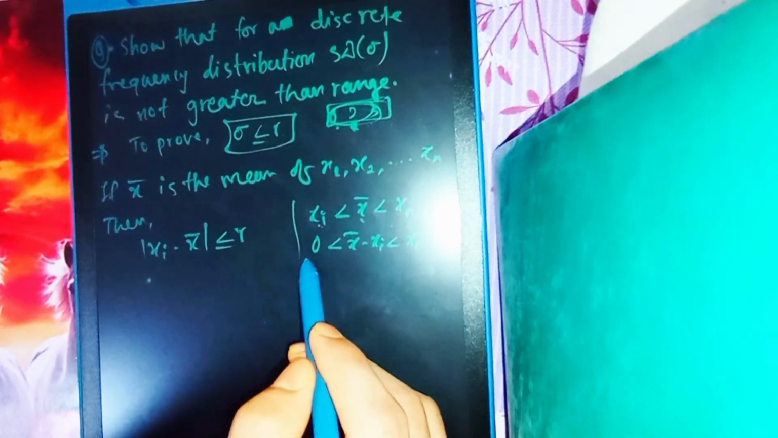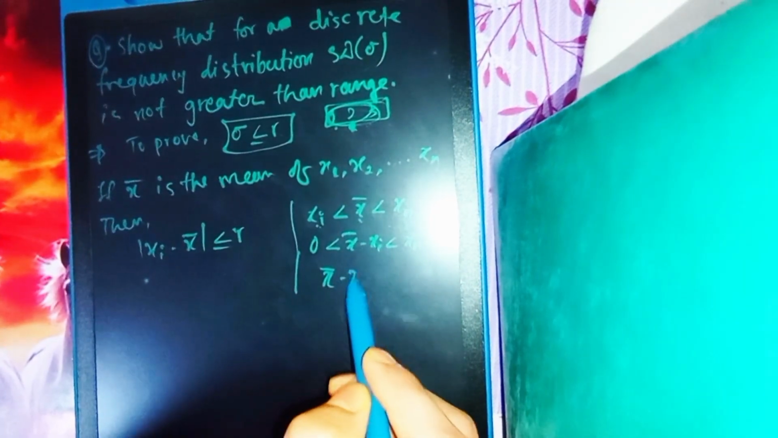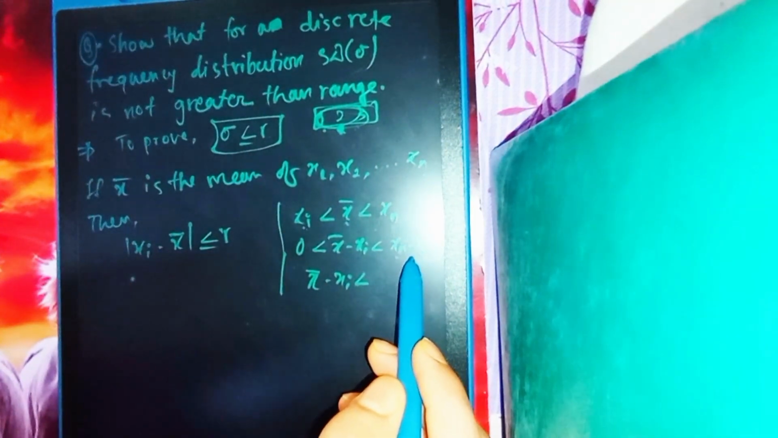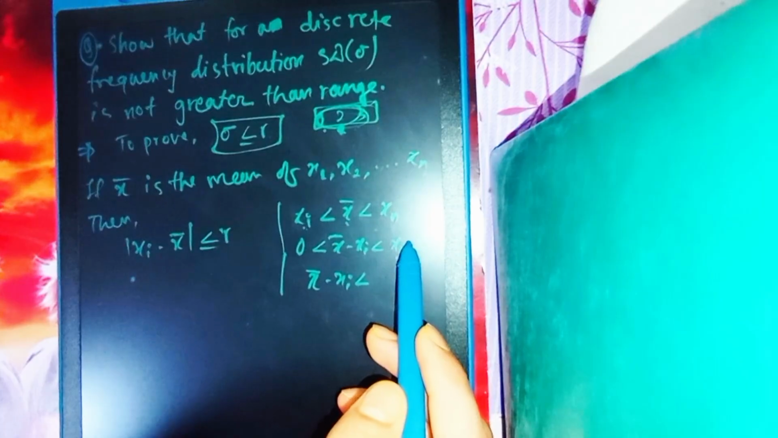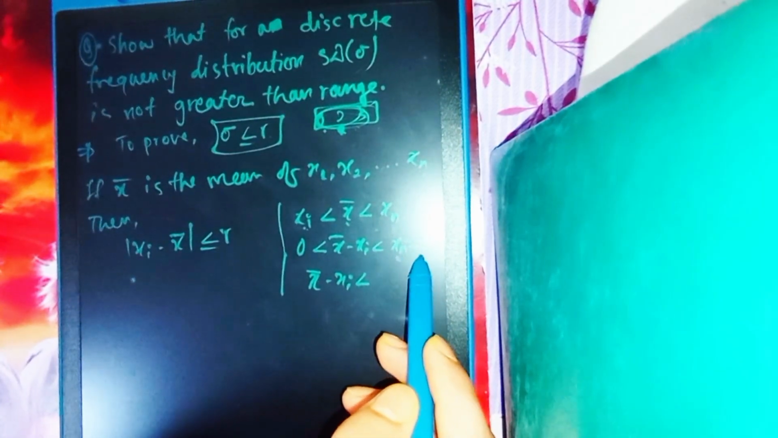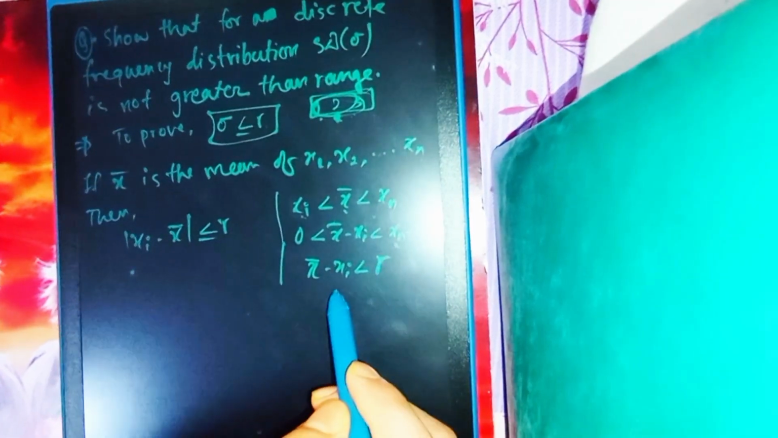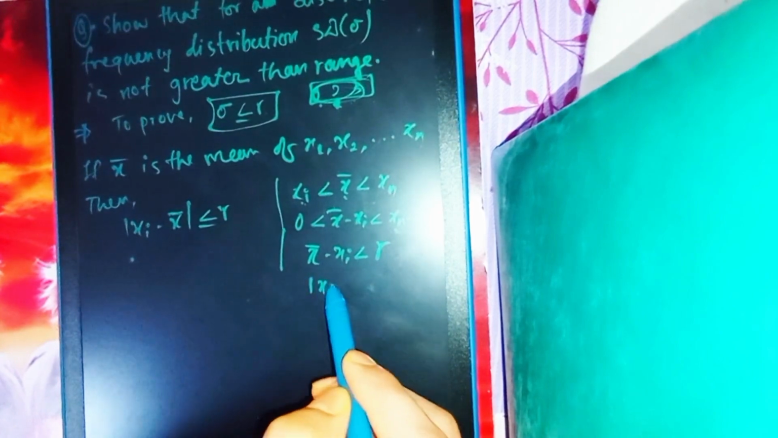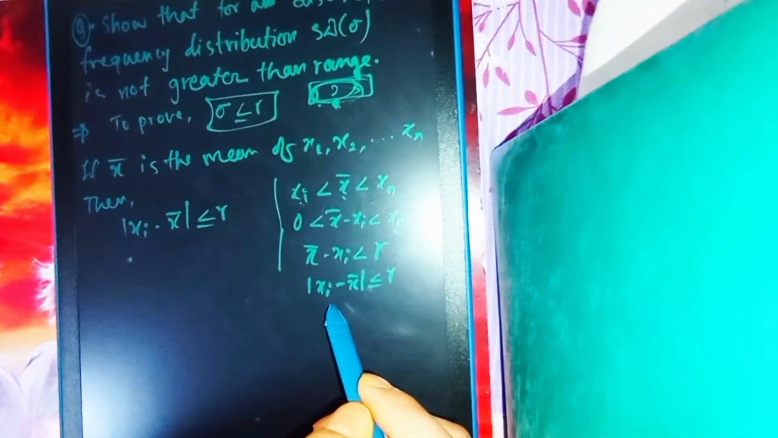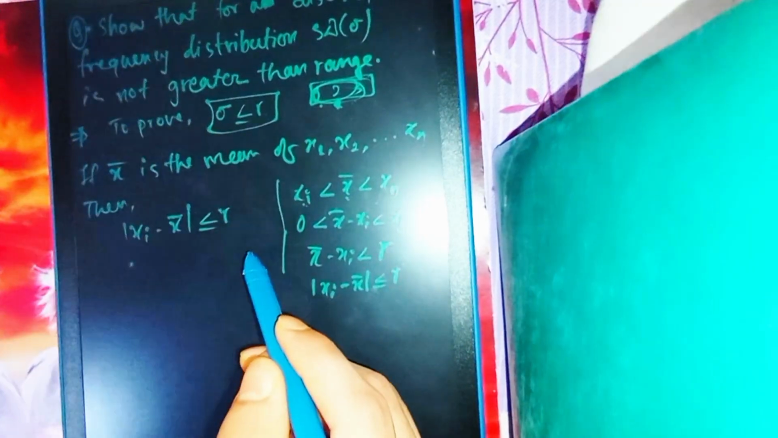So we just ignore that 0 term and write x bar minus xi, and xn minus xi, the final value minus the initial value, is the range. You know what the range is: the greatest value minus the smallest value. We will write it as r. If we take the modulus, then we can write |xi minus x bar| is greater than or equal to r. So this relation has come from here.